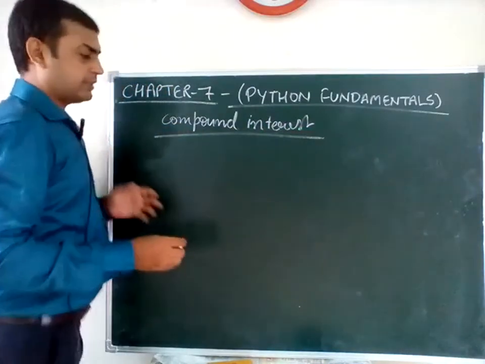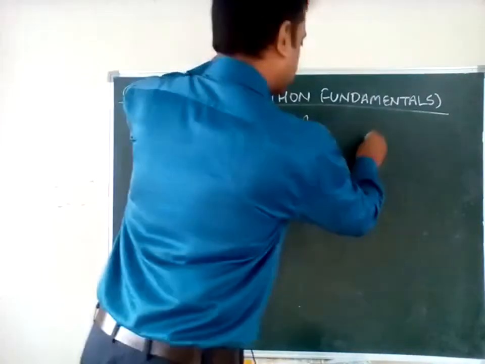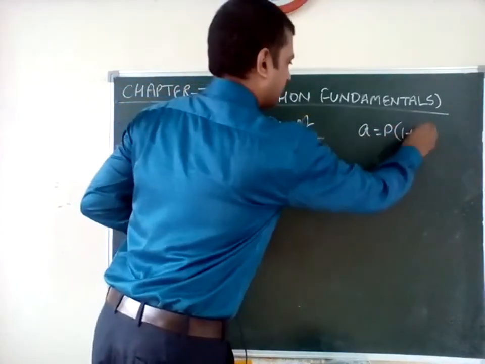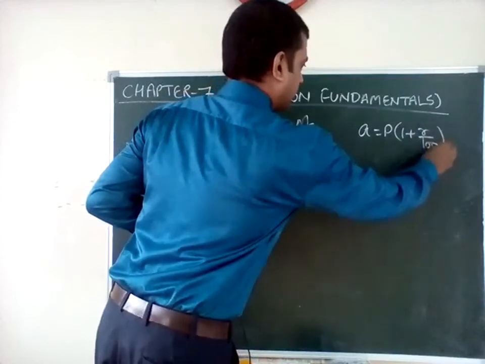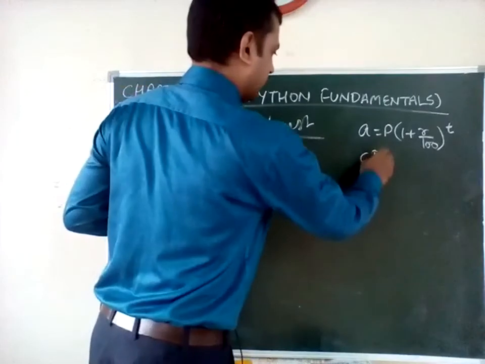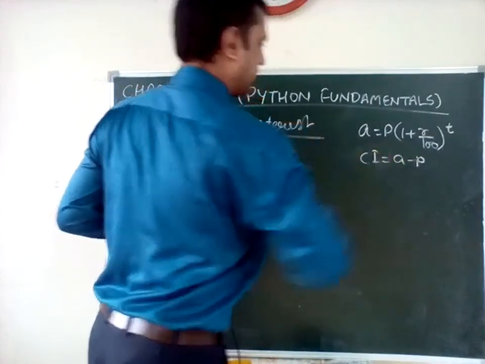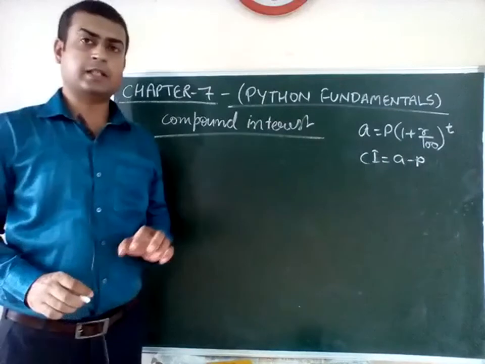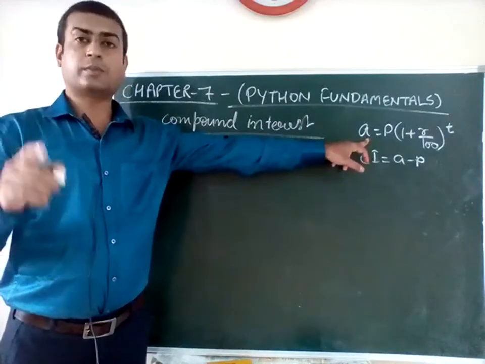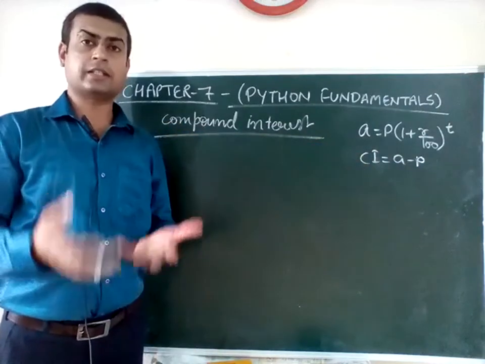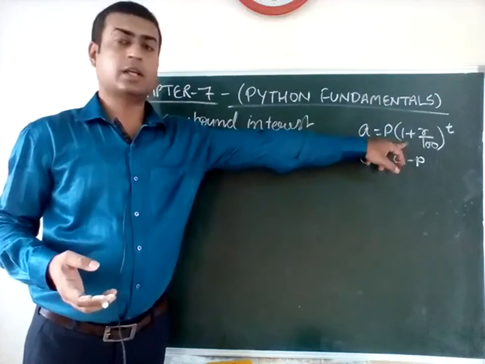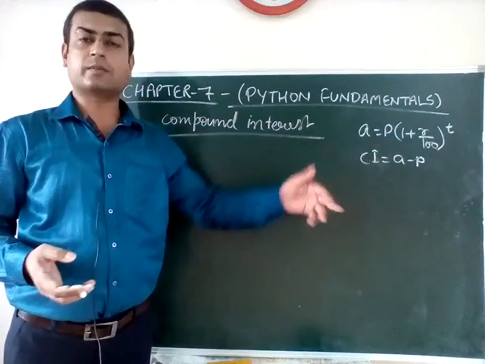Compound interest. So what is the formula to calculate compound interest? It is amount A = P (1 + R/100) to the power T. Now in this, CI is A minus P. I have shown you only the amount part in your program this time, because we have just started programming. So I have shown you only the amount part and I have not subtracted the principal from the amount.